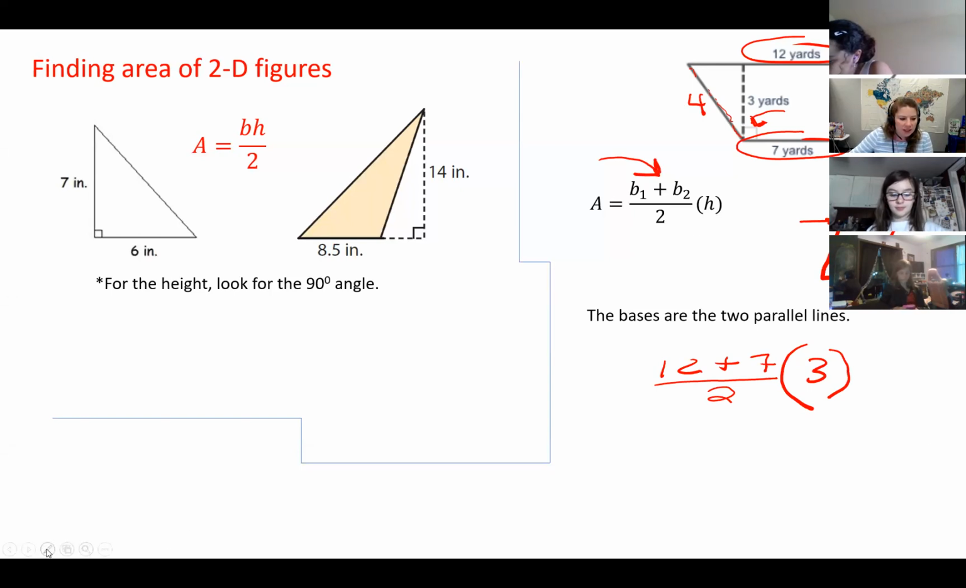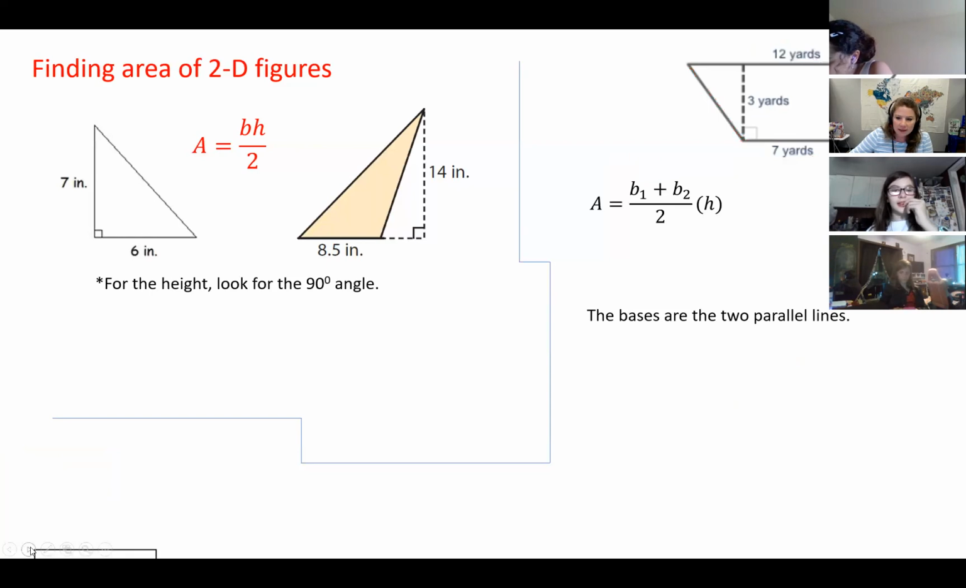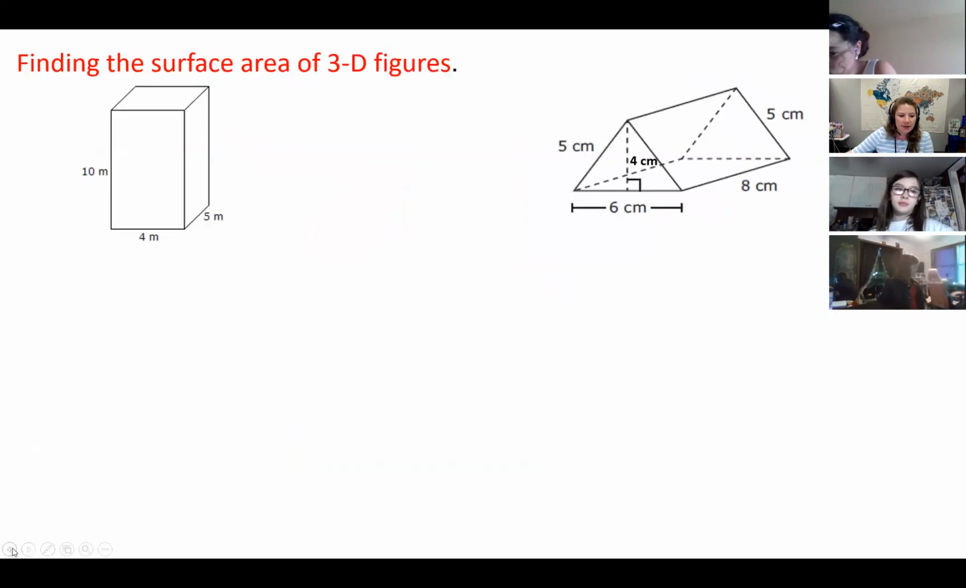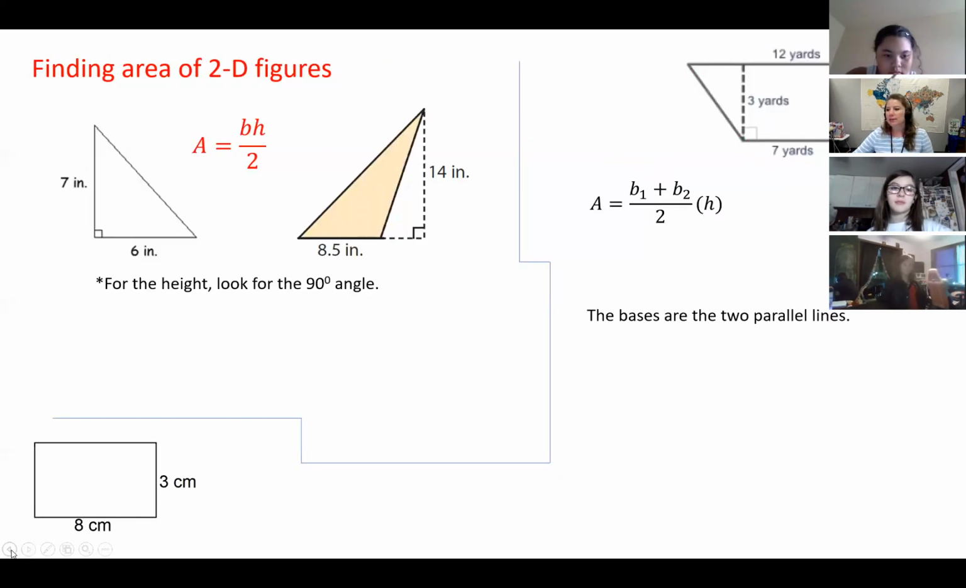I should have given y'all at least 2 to try, did I not? Nope, that's just a rectangle. What's the area of this rectangle, everyone? Mm-hmm. It's just the base times the height, right? Or length times width, whatever you want to say. I should have given you one more. Let me give you one more.